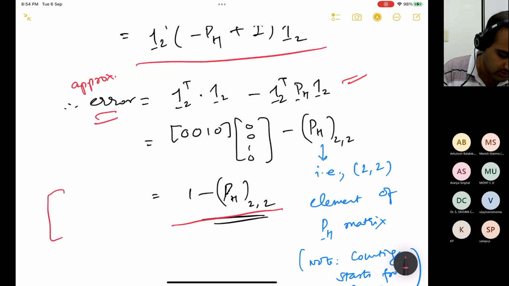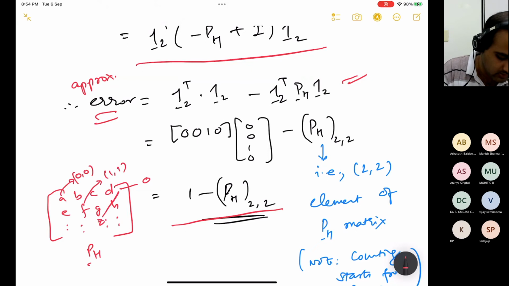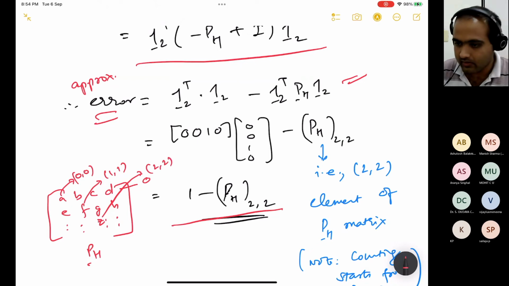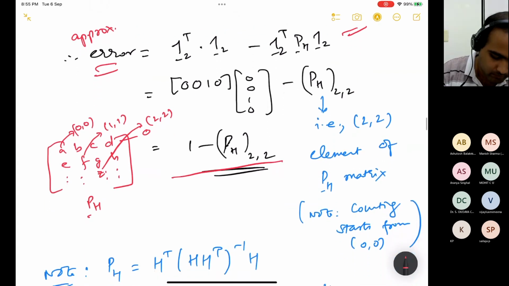PH22 is basically, if you have a PH matrix, which is your projection matrix, and say you have some elements A, B, C, D. As per the notation in this course, the first row is 0, so this element is 0, 0. Similarly, this element is 1, 1. And say you have some Z here, which is the 2, 2 element. So row 3, column 3 is my 2, 2 element as per the notation in this course. The counting starts from 0, 0.